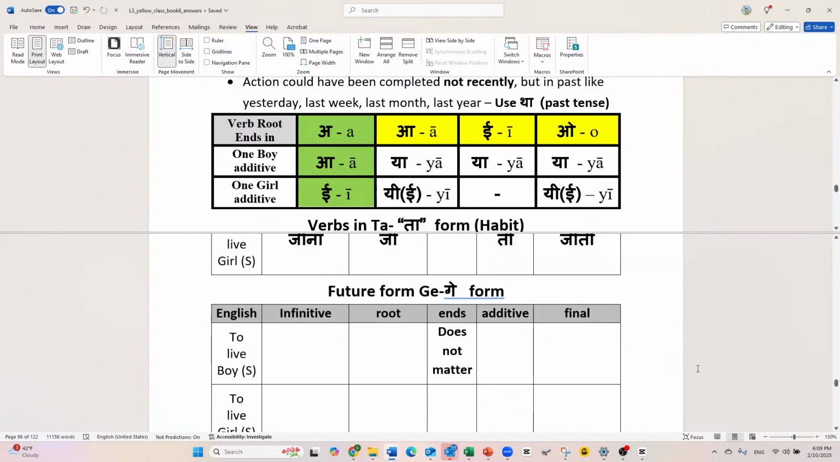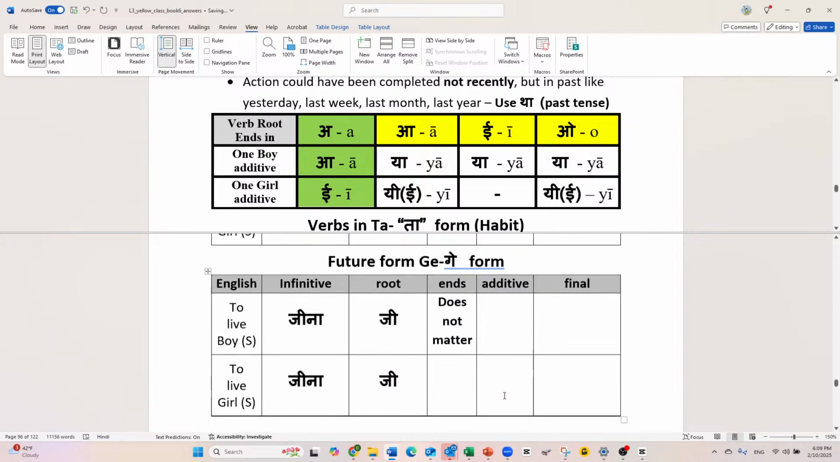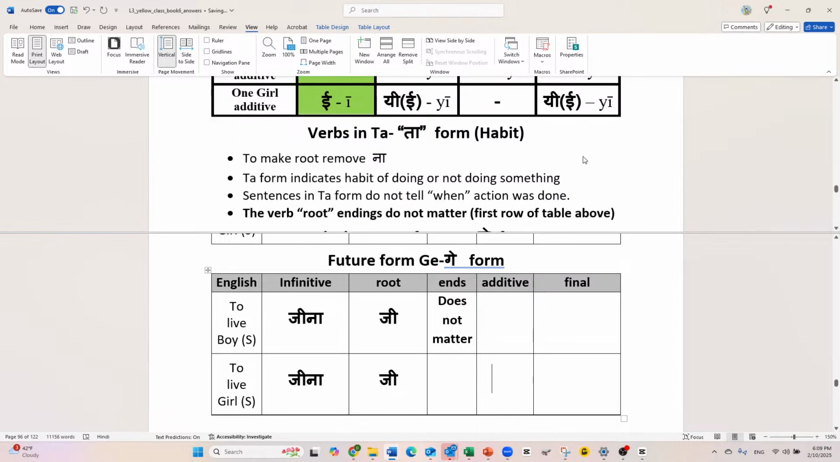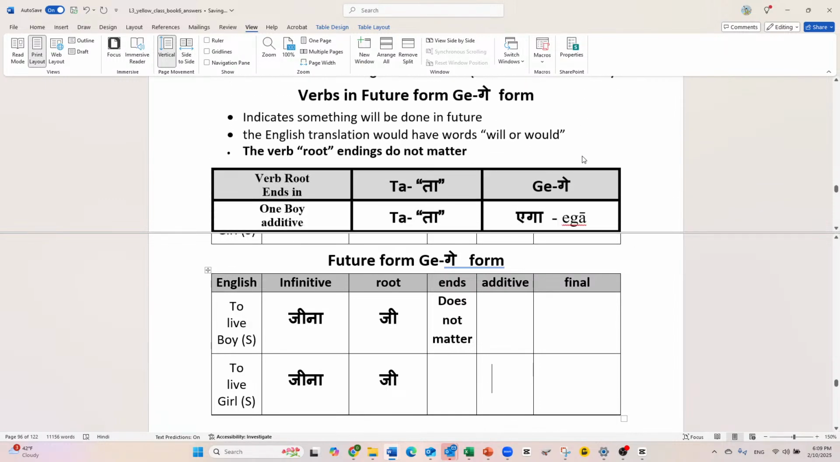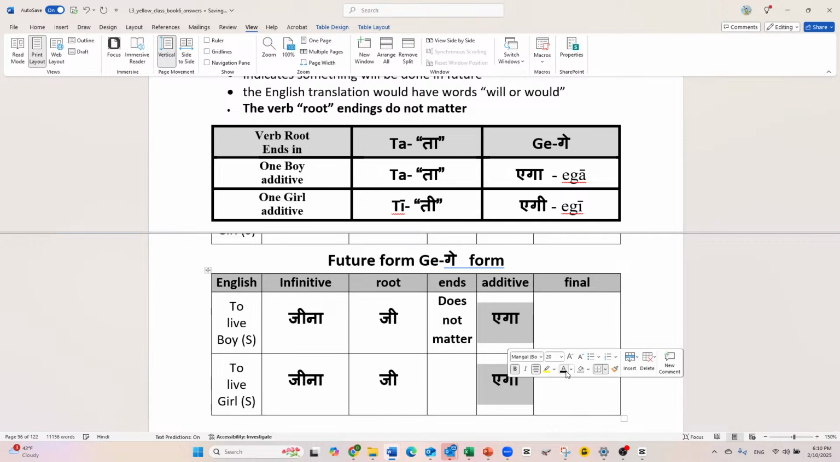So then let's come to the future form. In the future form, the infinitives remain the same. The ending does not matter because the ending is standard. Now, if you go back to this earlier page, what are the endings for future? Ega and egi. So we simply copy ega or egi here.